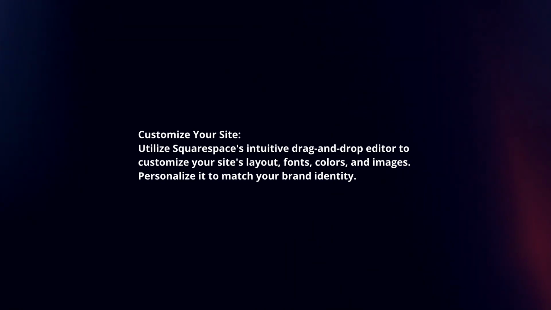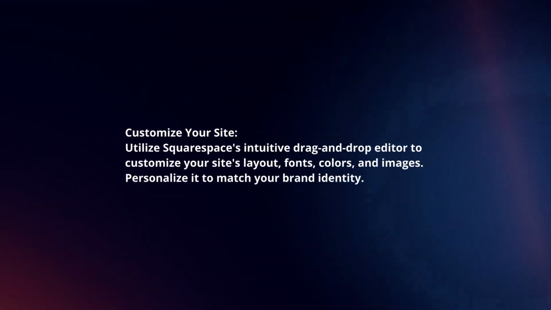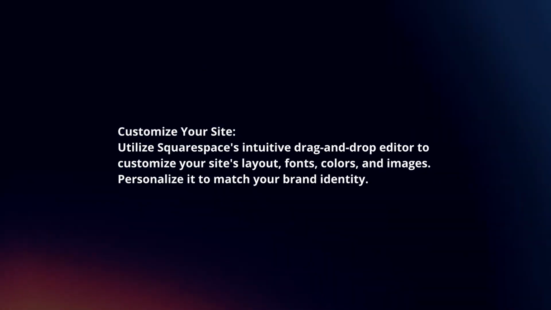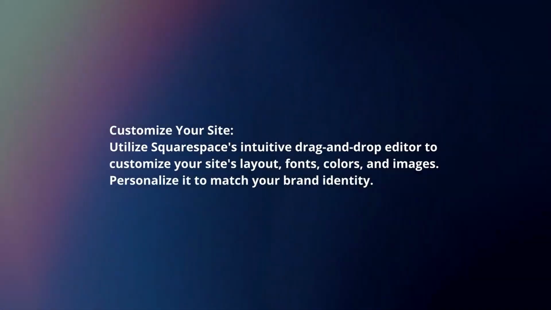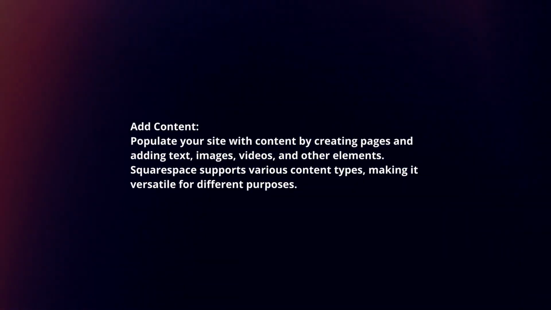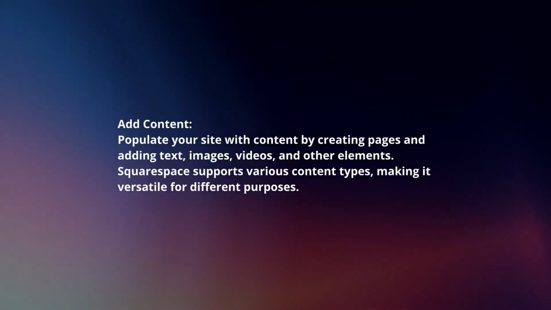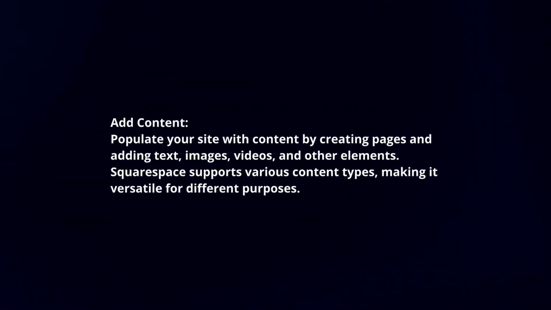Customize your site. Utilize Squarespace's intuitive drag-and-drop editor to customize your site's layout, fonts, colors, and images. Personalize it to match your brand identity. Add content. Populate your site with content by creating pages and adding text, images, videos, and other elements. Squarespace supports various content types, making it versatile for different purposes.